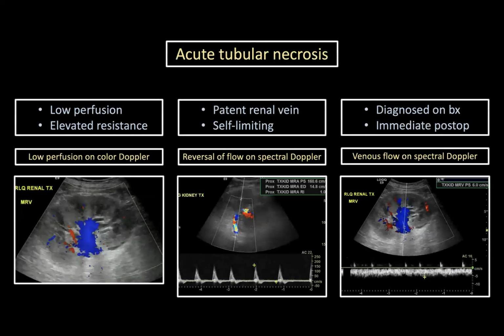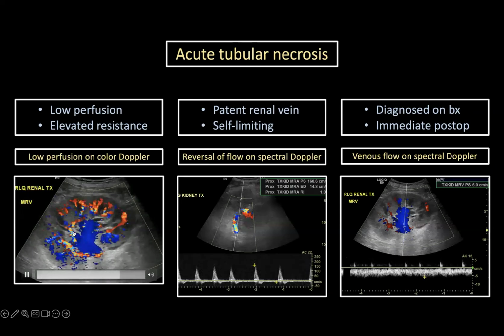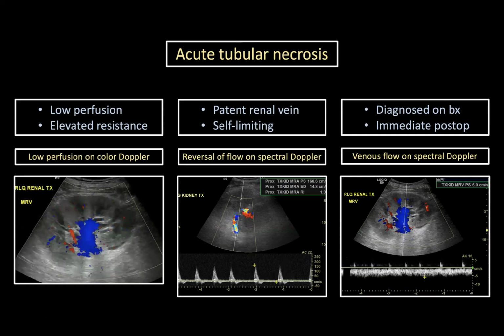So here's an example of acute tubular necrosis. Here we can see that there's a low perfusion state to the kidney. It's not nicely perfused, but we can clearly see this renal vein that's coming out from there. What we're going to see on the arterial side is high resistance waveforms. Here you can actually see reversal of flow. So that's very classic for acute tubular necrosis. And then here we just put spectral waveform on the vein just to make sure that this is venous flow, and sure enough, it is venous flow. So acute tubular necrosis is very common immediately post-op. It's diagnosed on biopsy and is oftentimes self-limiting.